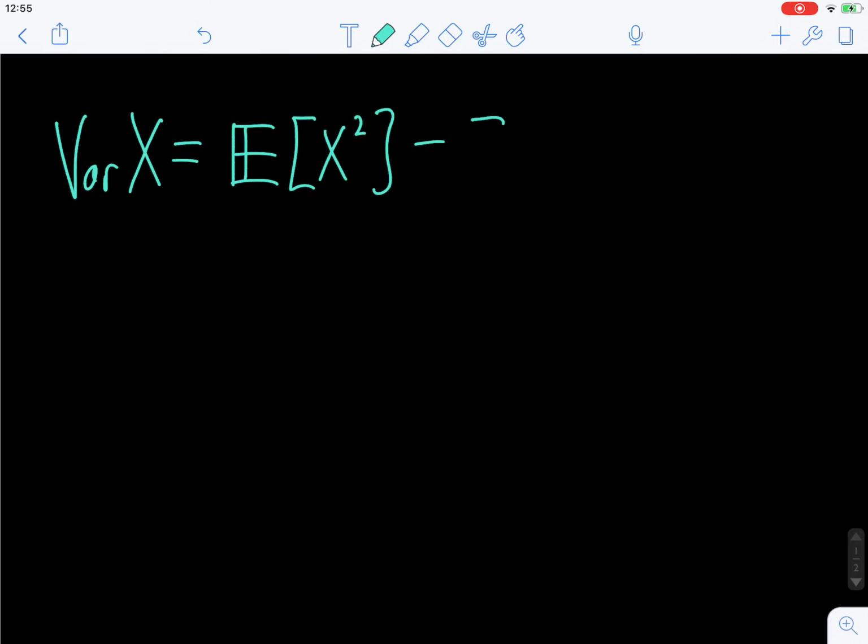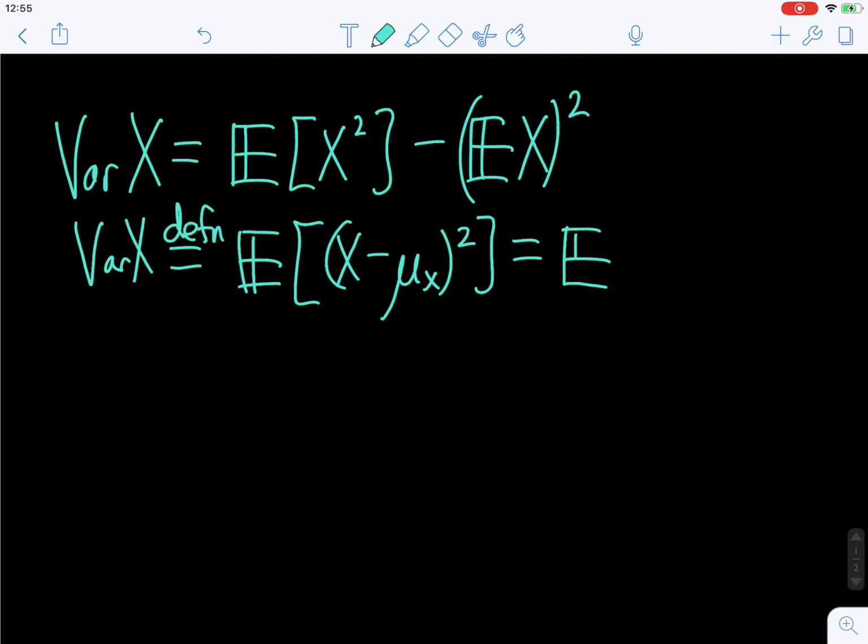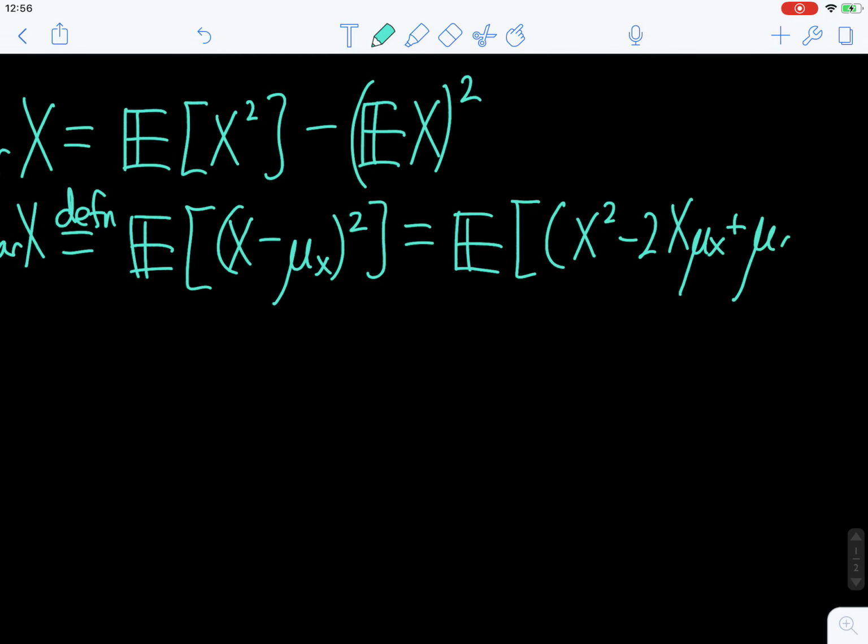To do variance, we're going to use the formula that variance of any random variable x is equal to the second moment minus the first moment squared. And this is because of the definition of variance. Remember that the definition of variance is expectation of x minus mu x, squared. And then if we just FOIL the inside, then we get x squared minus 2x mu x plus mu x squared.